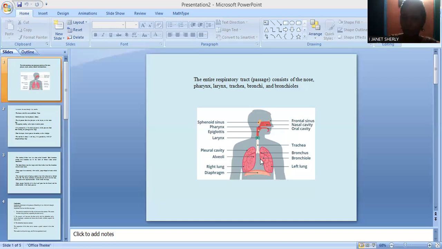And then we know that there will be a lung, which is nothing but a pair of spongy organs where the process of inspiration, expiration, and exchange of gases to the body will happen. So with this introduction, we can get into the functions of the entire respiratory tract.